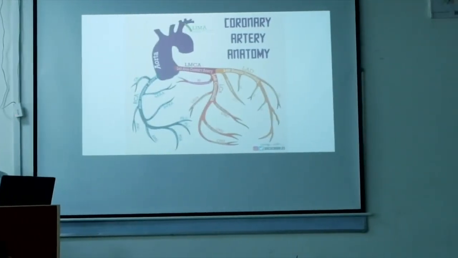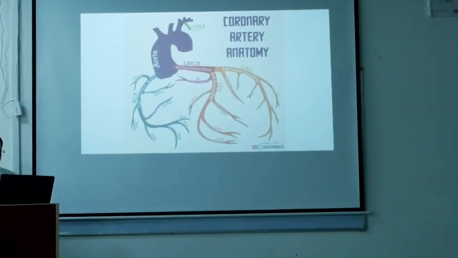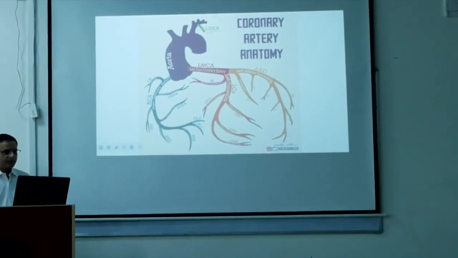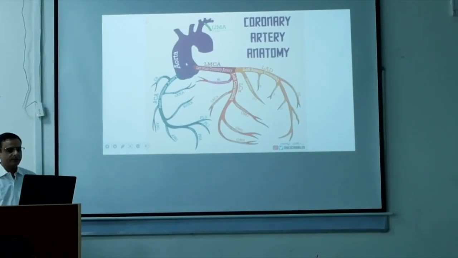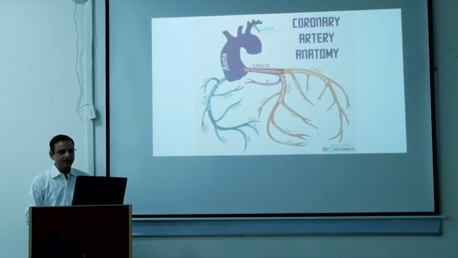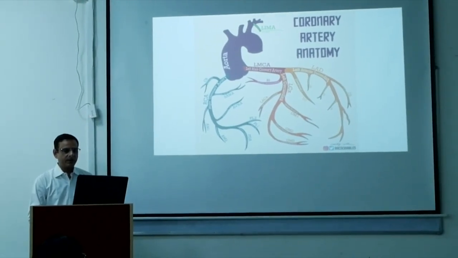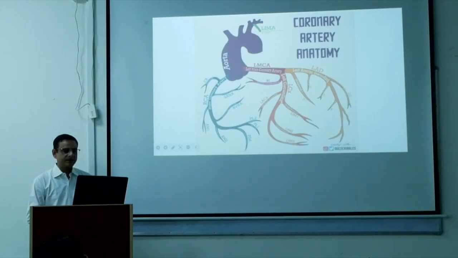This is just an overview of coronary artery anatomy. The heart is somewhere in between. Here is the aorta, and the left main coronary artery arises, which gives a branch anteriorly, the main branch, which is called the left anterior descending artery. After that, the circumflex goes behind the heart, and this is the right coronary artery. Our main target in CABG is the left anterior descending artery, which supplies approximately 60% of the heart.